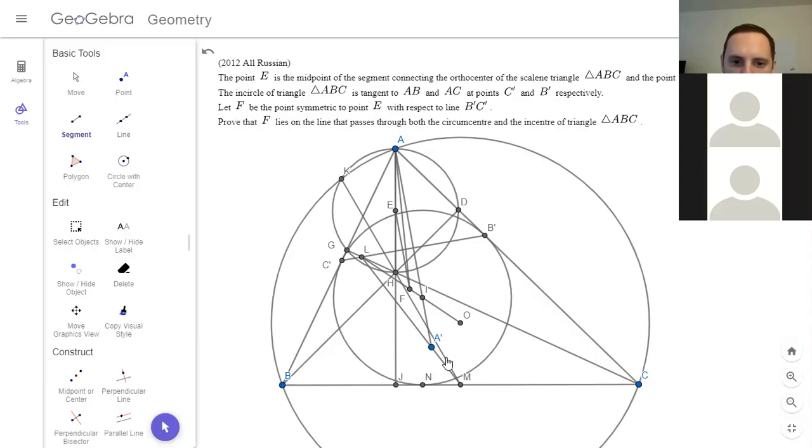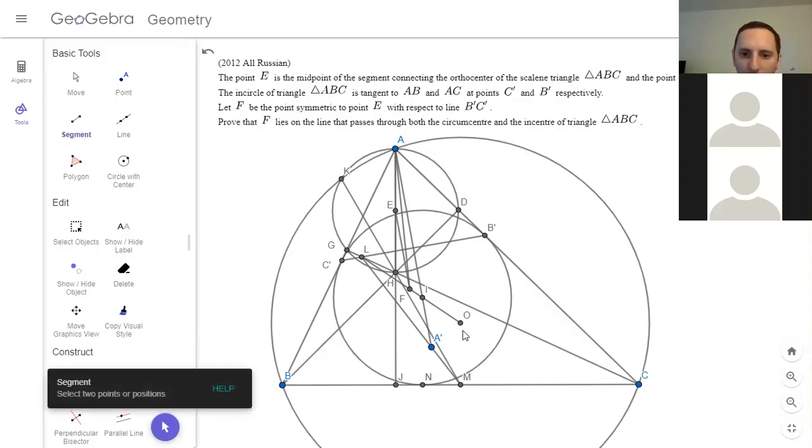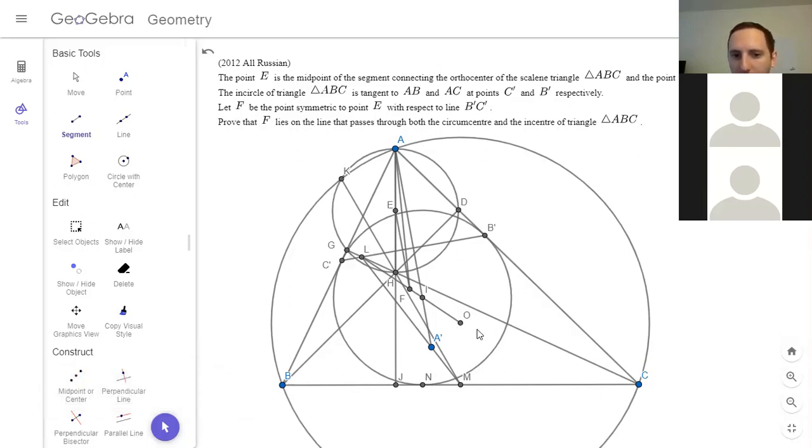So L is where A prime M intersects. Yeah, how do we use A prime M? That's the tricky thing. So OM, yeah, maybe we could show OF and L are collinear. That would also work, right? I guess either way. I think I have some ideas here.